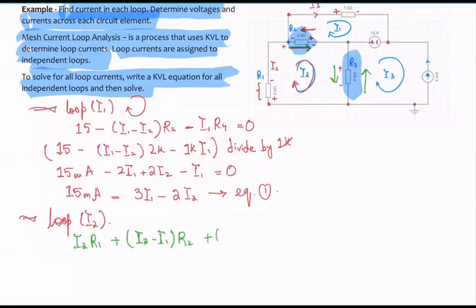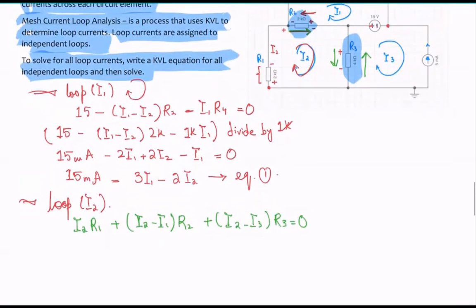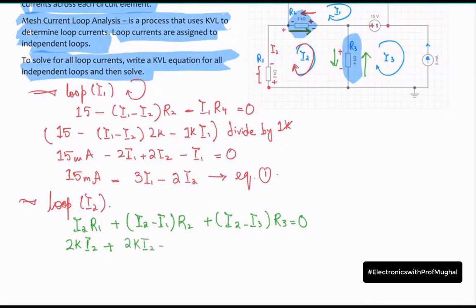So plus you have I2 minus I3 times R3 equals 0. Okay, now let's plug in the value for all the resistors. R1 is how much? 2K. So I get 2K I2, okay, plus R2 is how much? R2 is 2K also. So 2K I2 minus 2K I1, okay, plus R3 is how much?